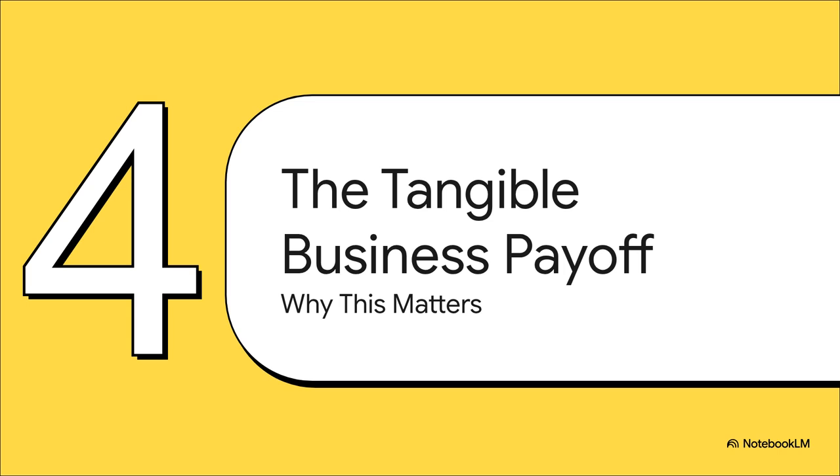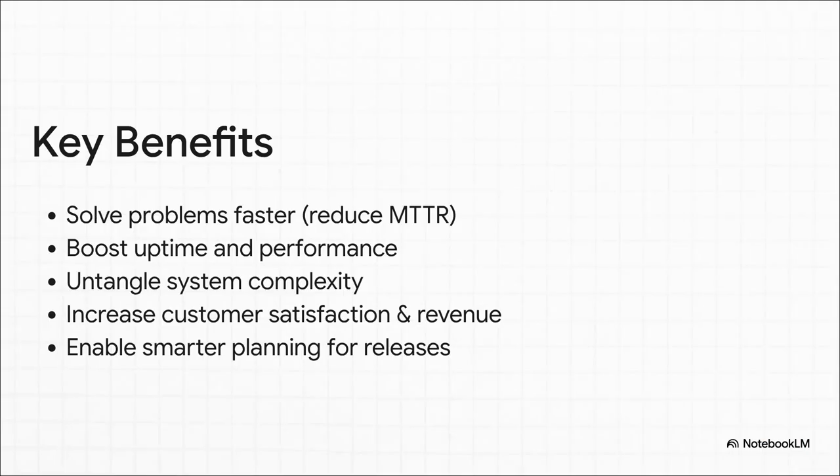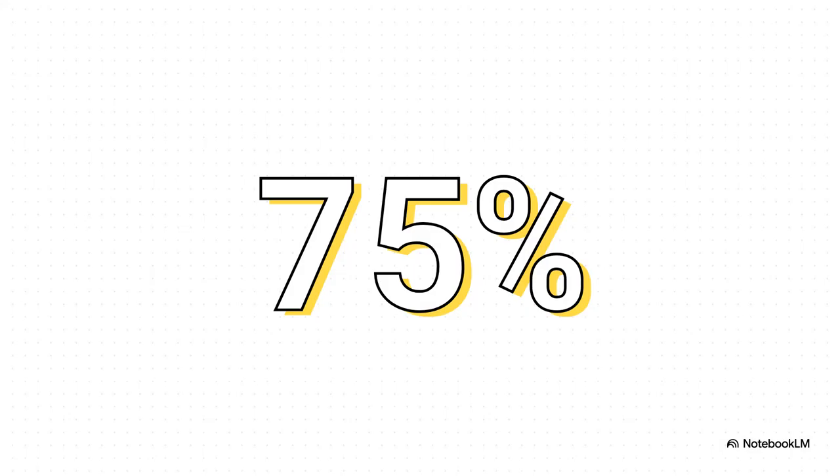Okay, so we've got logs, metrics, and traces. That's all great for the engineers, right? But why should the business care? Well, because turning all this technical insight into action has a massive, tangible impact on the bottom line. Think about it. When you can solve problems way faster, your mean time to resolution, your MTTR, just plummets. And that means less downtime, better performance, which leads directly to happier customers and protected revenue. You can finally untangle that complex city map, release new code with way more confidence, and you know what? You can innovate faster.